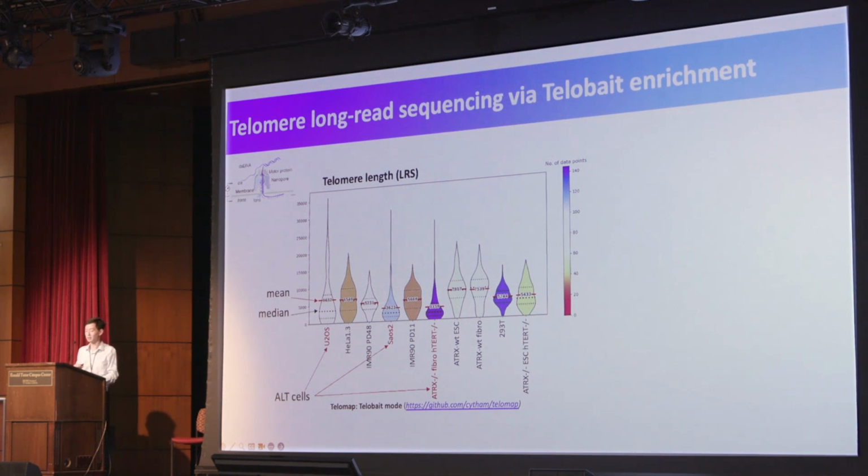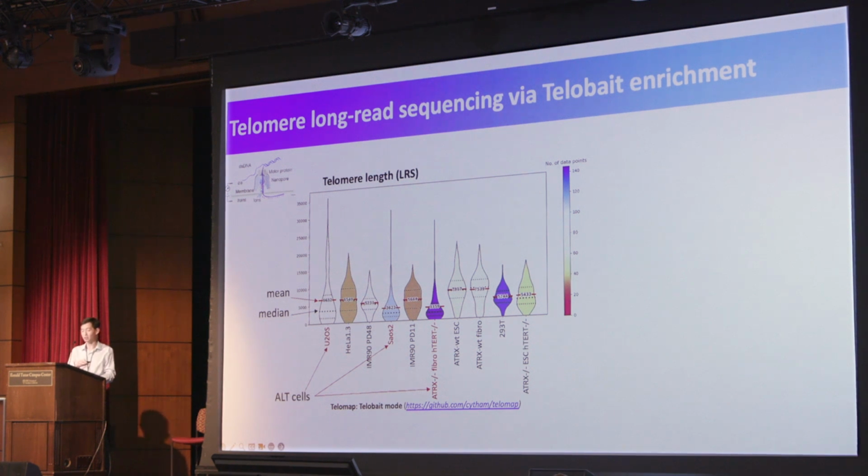And you can see here that the trends remain similar, where the ALT cells that I've labeled remain heterogeneous, but what you notice is that compared to the other cells, like HeLa 1.3s, IMR90s, as well as the ATRX wild-type ES cells and fibroblasts, there's a discrepancy between the mean and the median of those violin plots. So this is interesting, suggesting that ALT telomeres have an abundance of short telomeres, leading to a skewing of the telomere length profile that has not really been particularly pointed out in the field.